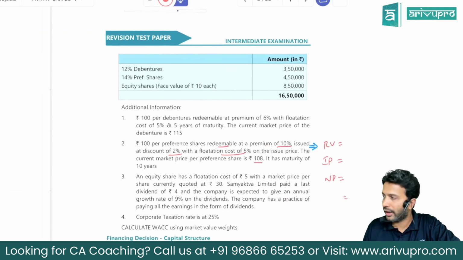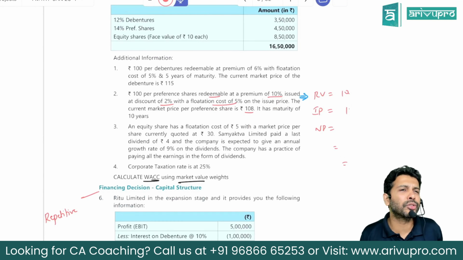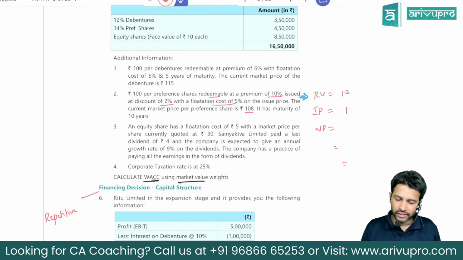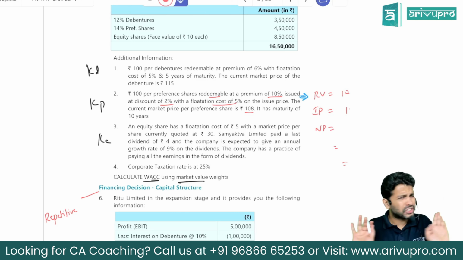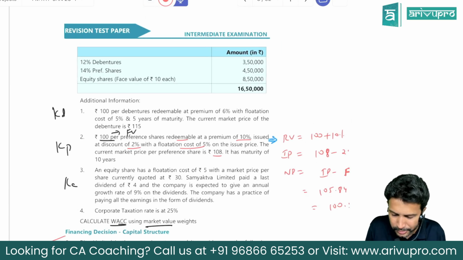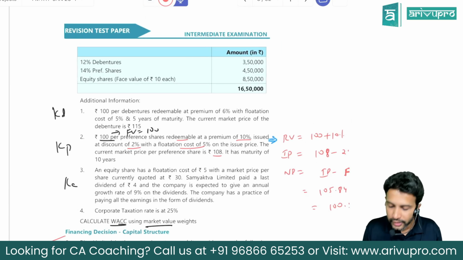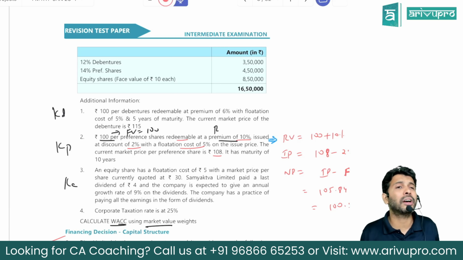Here only, I would like to bring this to your attention. It's a straightforward question. You need to calculate WACC using market value weights. There are 3 sources of finance: cost of debt, cost of preference shares and cost of equity. Very straightforward everything, except check this cost of preference shares. Rupees 100 preference shares means face value is 100. They are redeemable at a premium of 10%. That means, since they are redeemable, you will use the approximation formula.